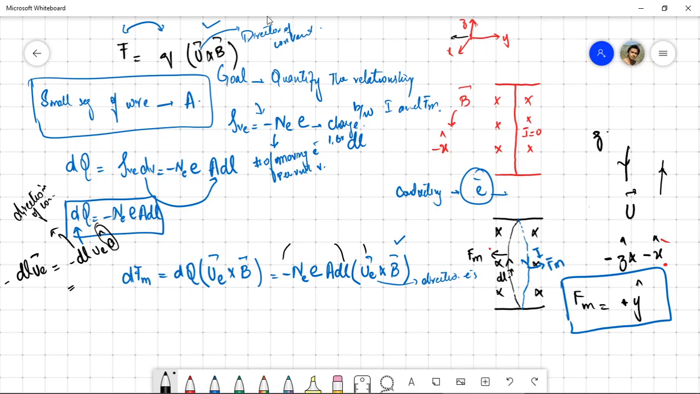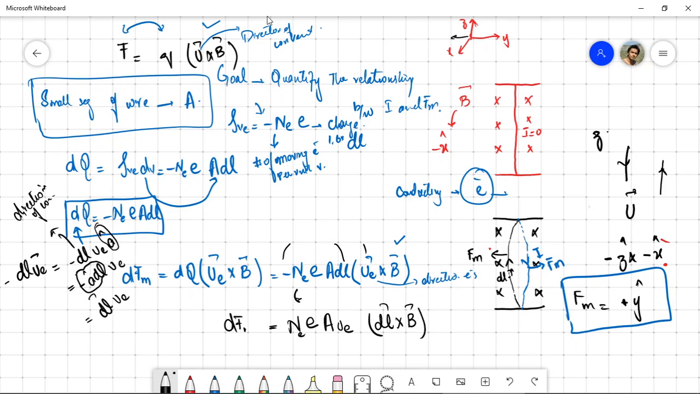Now the direction of dl has to be opposite to the direction of velocity, because that is the direction of conventional current. So if we write minus a hat dl and then ue, this is now the direction of the actual dl, the direction of conventional current. So this is the dl vector and this is ue. Okay, so he converted this equation into Ne e A ue and then inside the brackets dl cross B.